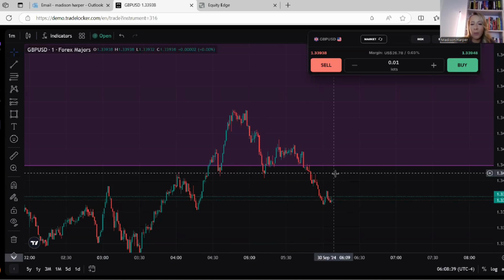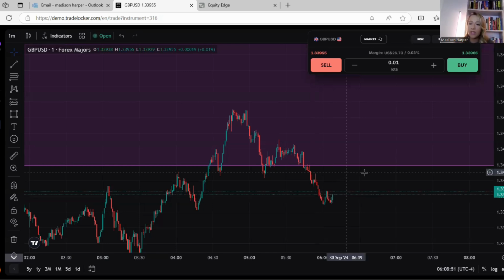So maybe we'll pop up back here around about 1.34020 and then fall back down. If we did pop up back to here, that would obviously give us a better risk to reward. We can use a bigger lot size and obviously a smaller stop loss.